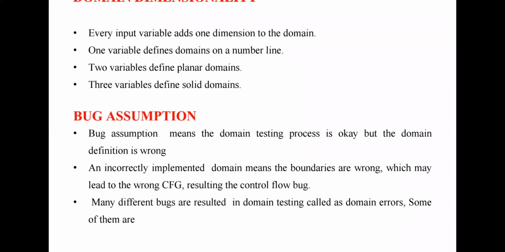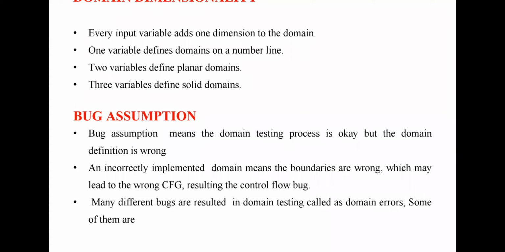Okay, bug assumptions means the domain testing process is okay, but the domain definition is wrong. Obviously, the bug arises when the process is not working correctly or the input values you have taken are not correct. These all come under bug assumptions. When the domain test is not performing correctly, if the domain test is okay, then there are no bugs, but if the domain test is not okay, the bugs will arise. That is the first point. The next one is an incorrect implementation of the domain. You are not performing the correct implementation. There, the prediction is different.